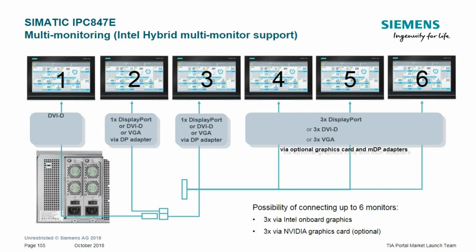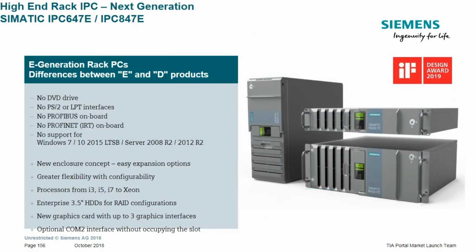Okay. There you see the difference. It's the IPC 647E, which is the one on top, and the 847E, which is down on the bottom. The main difference between E and D is that we did not include a DVD drive anymore. We don't have an onboard Profibus and Profinet, so we need to work over CP. And no support for Windows 7, 10, 2015, Server 2018, and 2012.